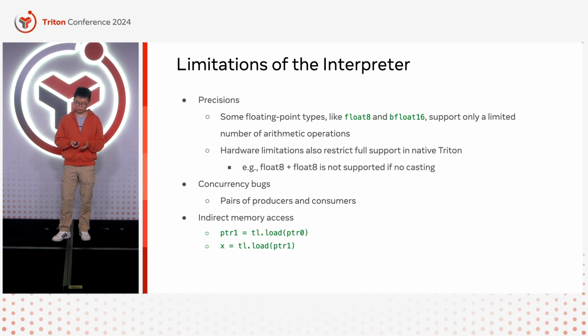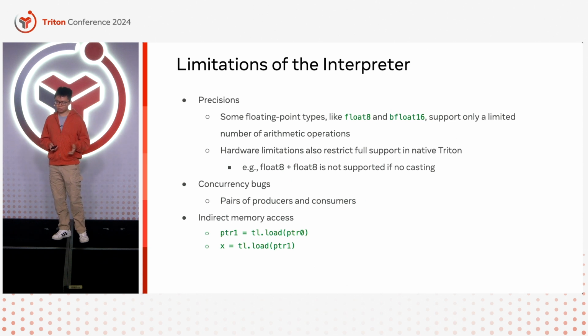Also, currently the interpreter doesn't support debugging concurrency bugs. For example, if you have pairs of consumers and producers and you suspect that there are some problems because they didn't communicate properly, it's not something we can debug because we always invoke programs in the order from 0 to n. There's also another problem we don't support yet, which is indirect memory access.